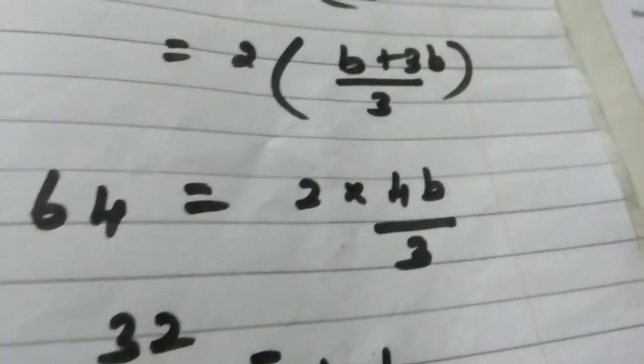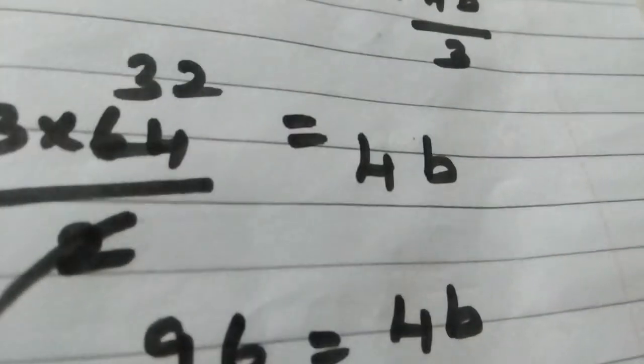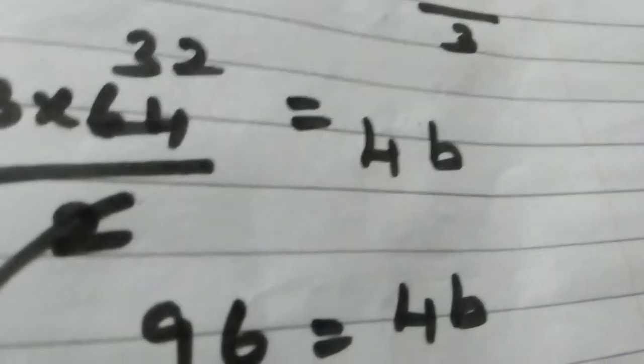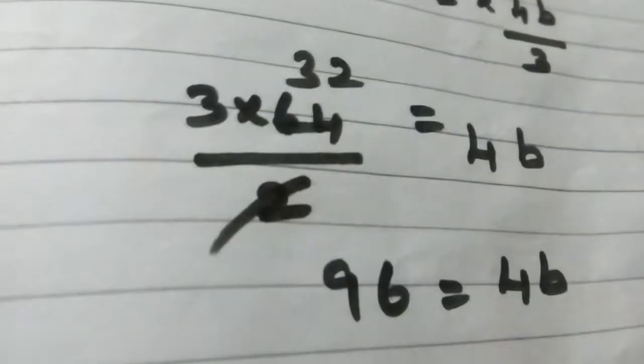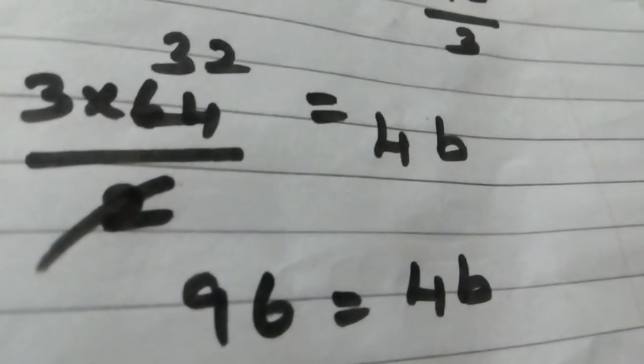Then after solving this, at the end we are getting that 64 is equal to 2 into 4B by 3. So when we do the cross multiplication, 3 into 64 by 2, because we want to find out what B is. So I am just keeping the variable along with the number on one side. The remaining values we take to the other side. So we are getting the value as 96, which is equal to 4B.